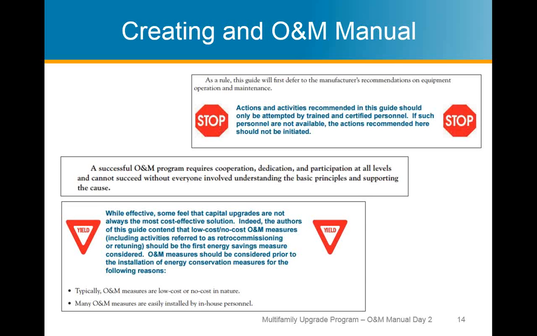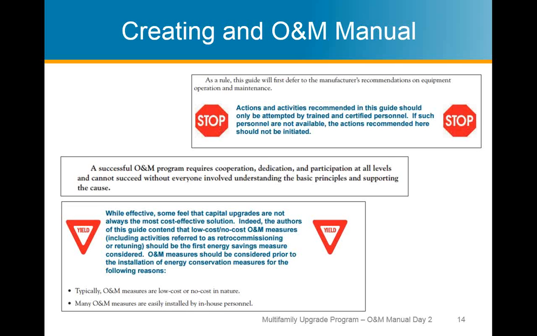Other things like the middle box here is more of a mission statement for the O&M manual. A successful O&M program requires cooperation, dedication, and participation at all levels and cannot succeed without everyone involved understanding the basic principles and supporting the cause. So this kind of goes back to the earlier slide of what type of O&M manual do you want? Do you want one that is more sort of a dry presentation of facts, or one that is a bit of a rallying cry for your team that includes things like the mission statement, the motivation for why you're doing it, and sort of speaks to members of the team to remind them of why they're buying into the idea of a strong O&M manual.